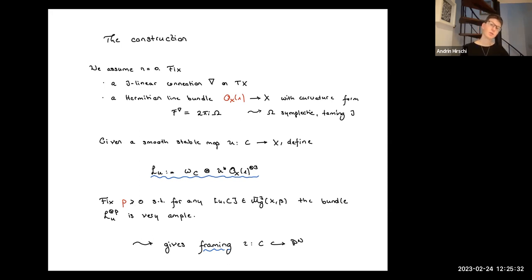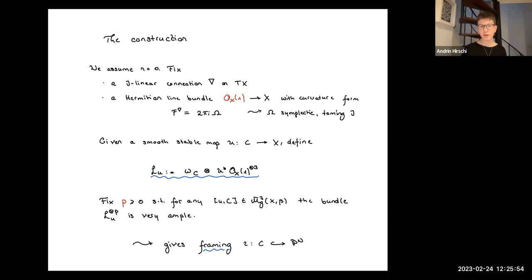Namely, we require the curvature to be equal to 2 pi i omega, where omega is the symplectic form on X which also tames J. And you should think of omega as some kind of rational approximation of the symplectic form we started with, which is then multiplied by a sufficiently high integer.